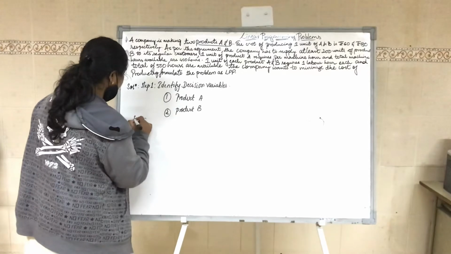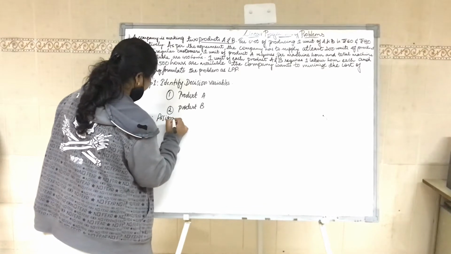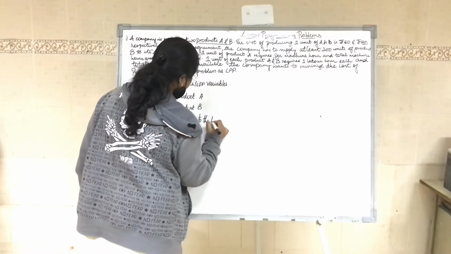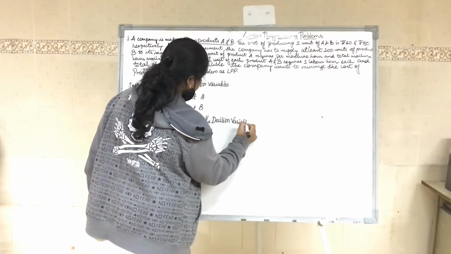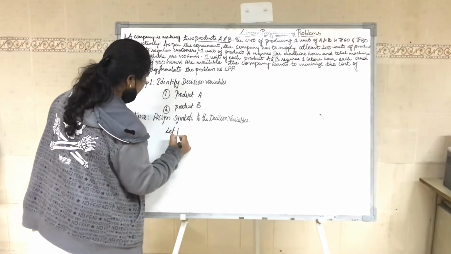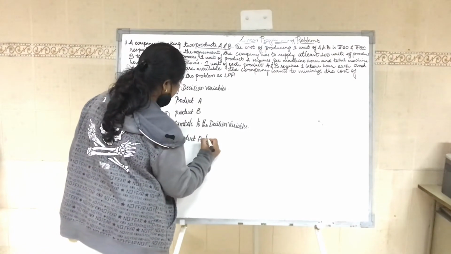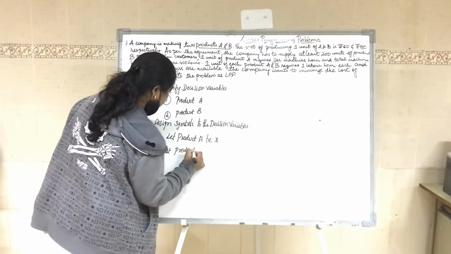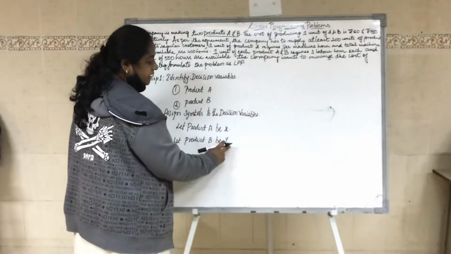Then step 2, assign symbol to the decision variables. What are the symbols which we are assigning? Let product A be X, let product B be Y. So we have assigned the symbol product A as X, product B as Y.